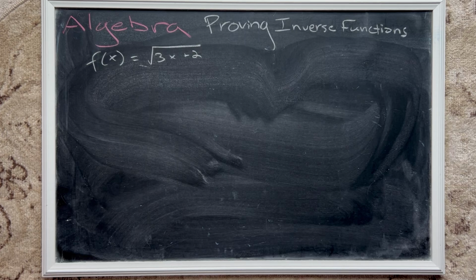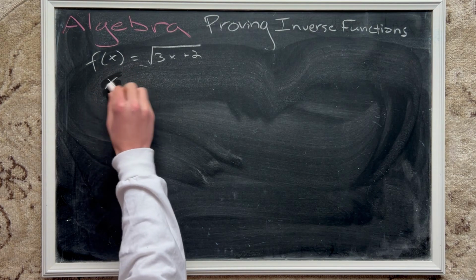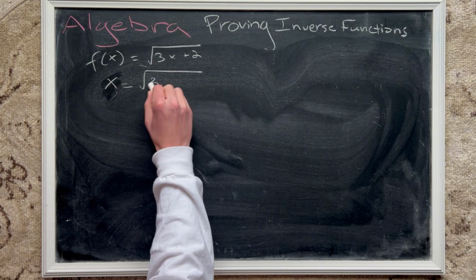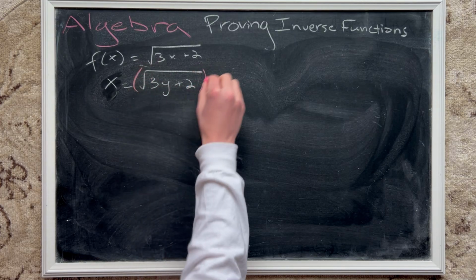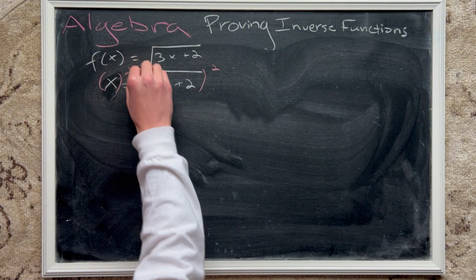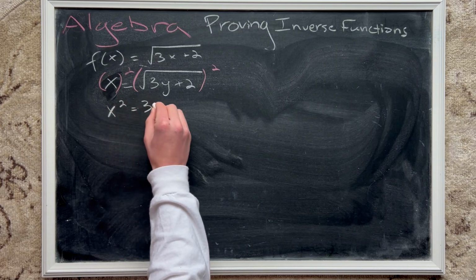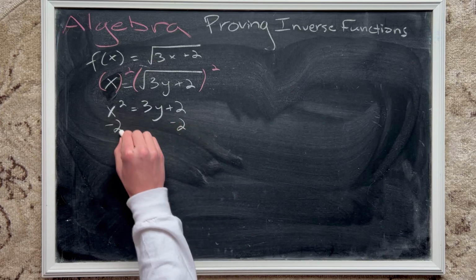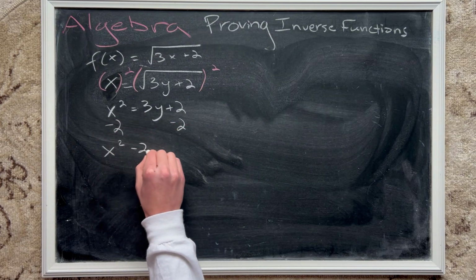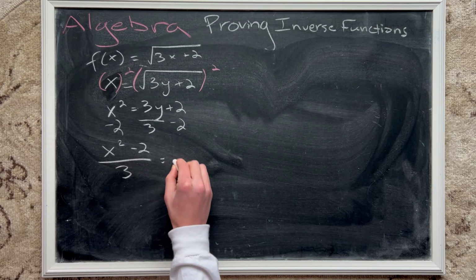All right, so we're going to switch our x and our y. So x is equal to square root of 3y plus 2. Then we're going to use the inverse operation, squaring both sides. So we have x squared equals 3y plus 2. Now we can use subtraction here, x squared minus 2, and then we're dividing by 3. That is the inverse function.